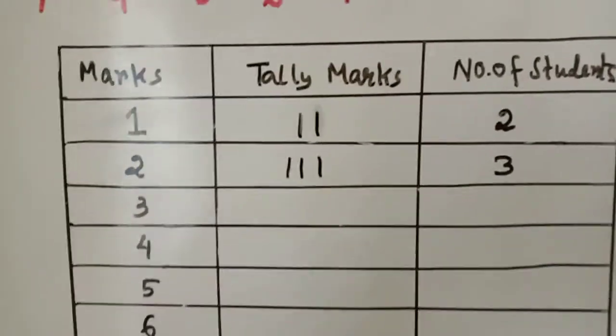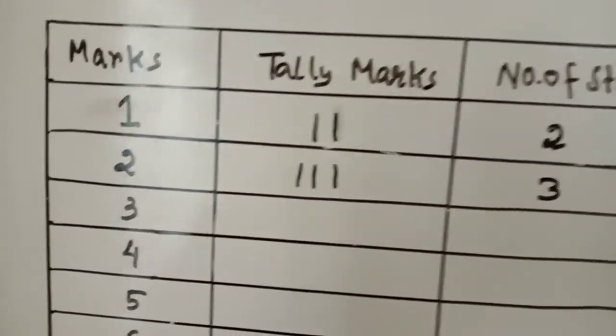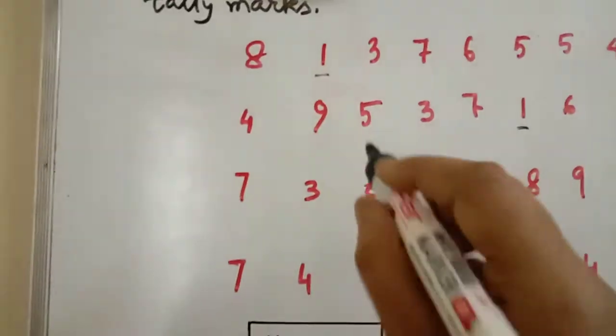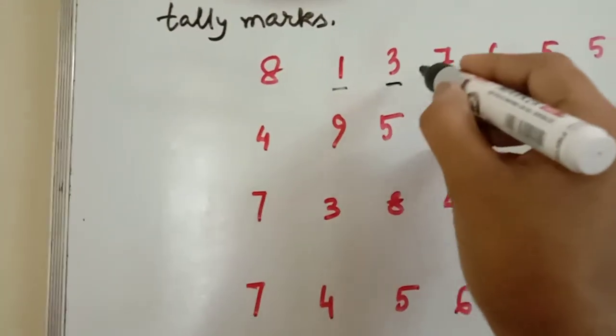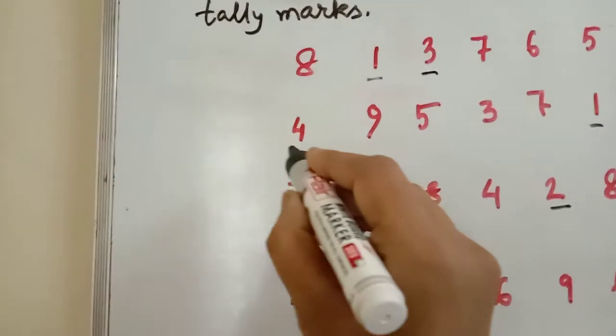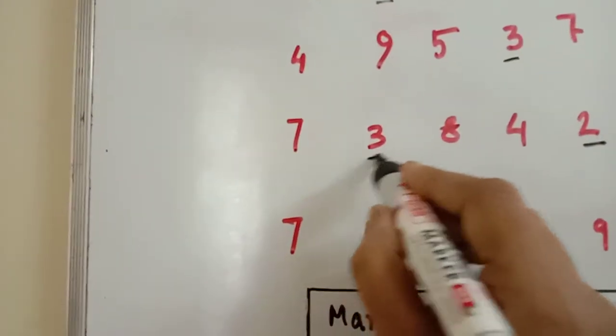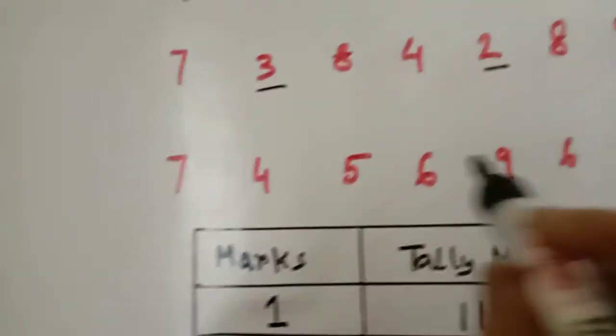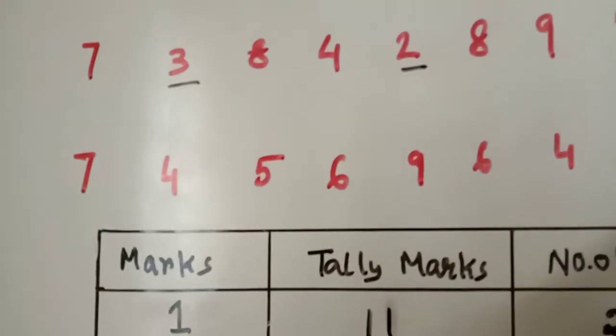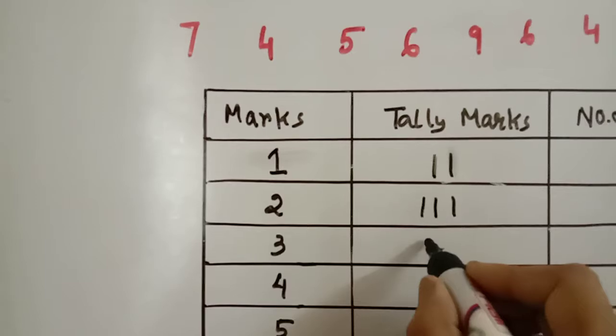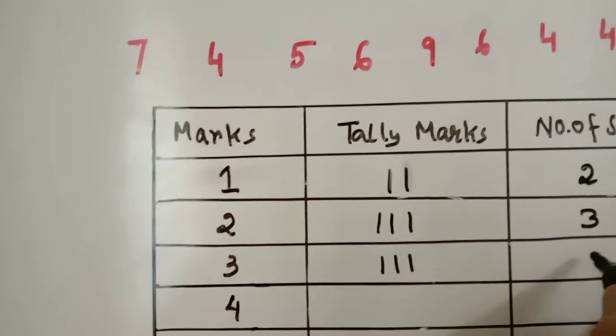Now how many times can you see 3? You have to find out 3. Again, find out 3. 1, 2, 3. Observe the line properly so that no number is missed from your side.